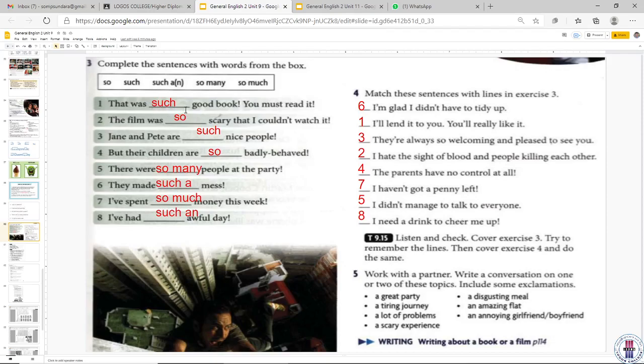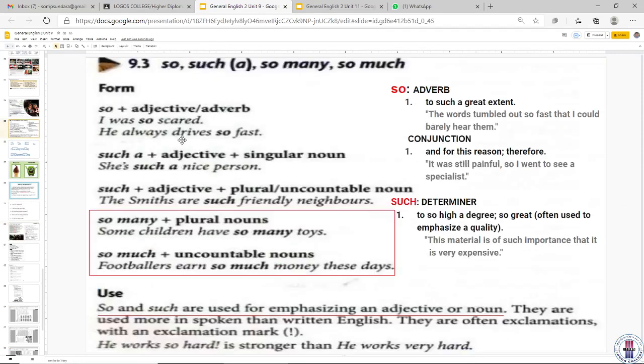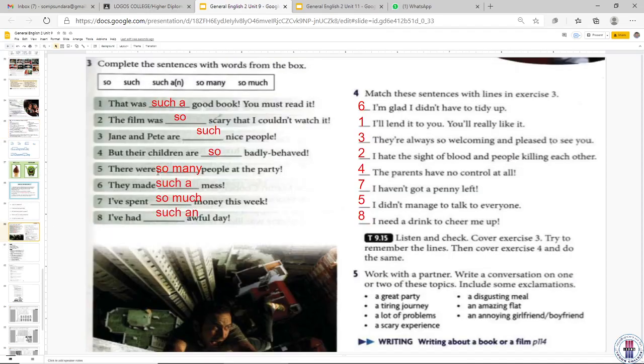That was such a good book. You must read it. Okay. So this is such a. Why can we not say that was so good book? Because look at the rules. Good is an adjective, and then you have book. If adjective and then a singular noun, we use such. And because it's only one book, we have to use a. So this is why we say that was such a good book. You must read it.